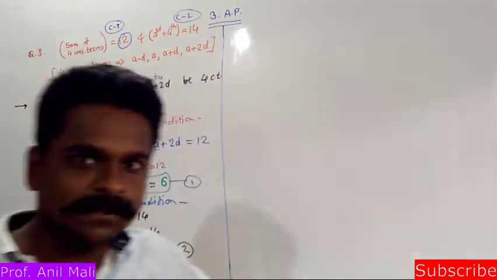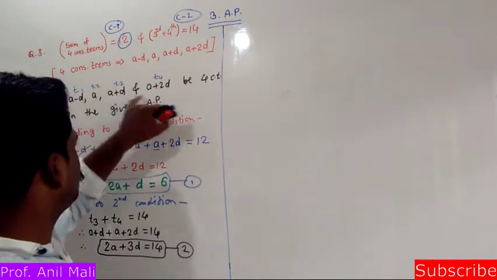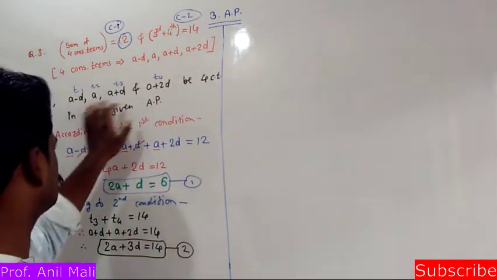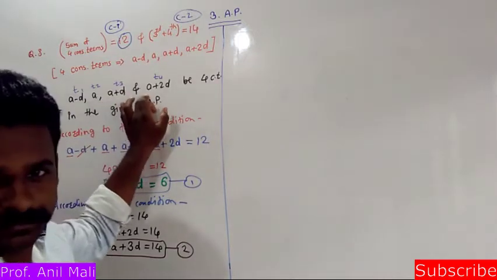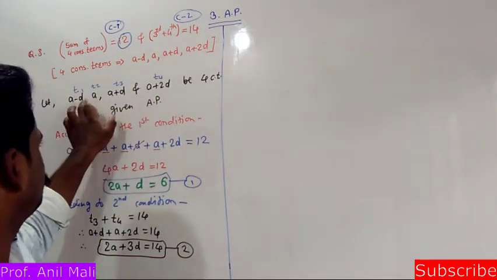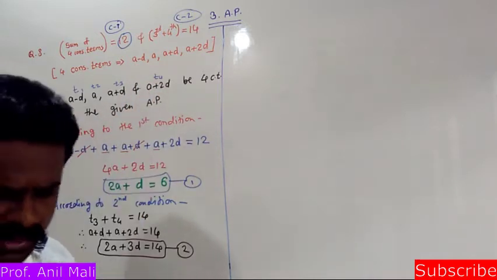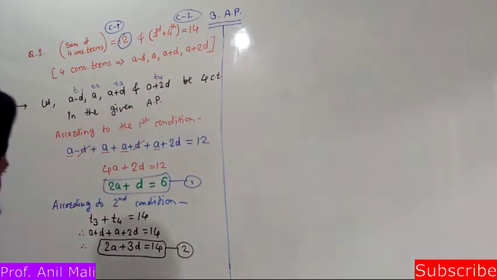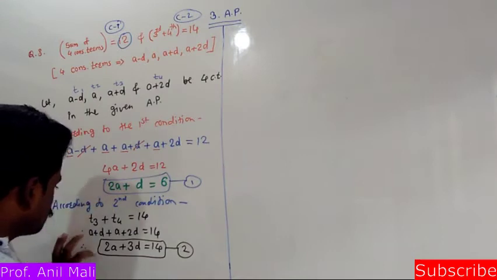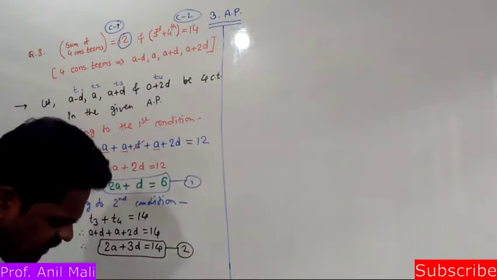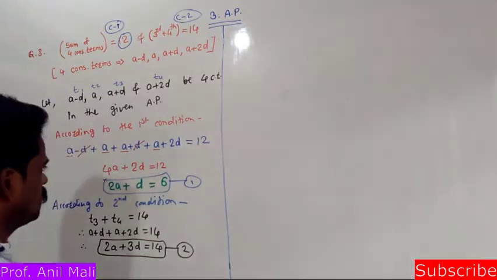Now to find the required terms, we need to find out the values of A and D, because in the required terms only A and D are there. See here, A D, here A, A D, A D, finish. So we need to find out A and D. For that purpose use these two equations, equation number 1 and equation number 2. Okay, we will use it.